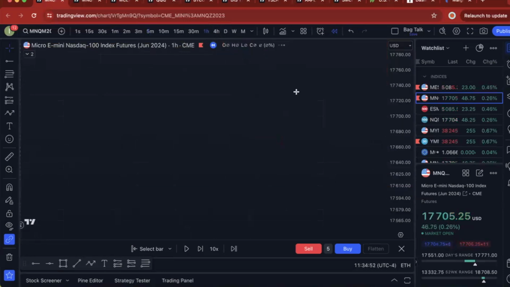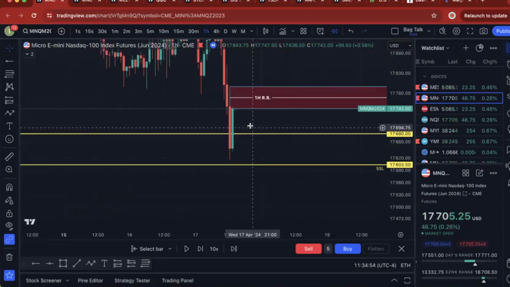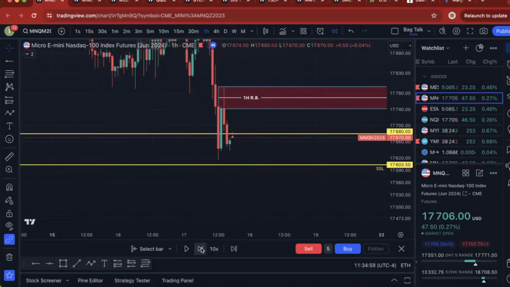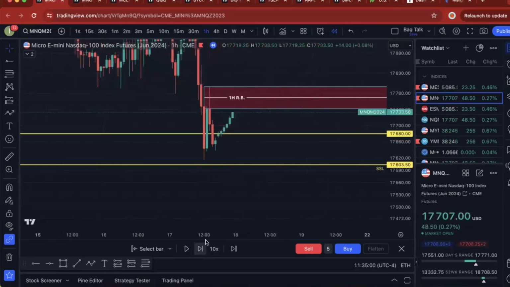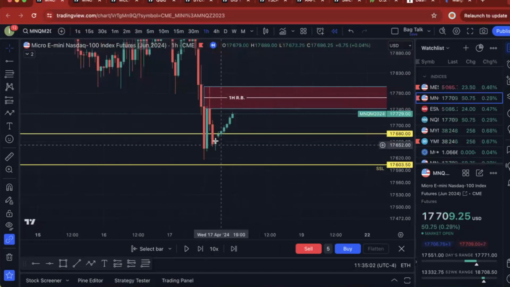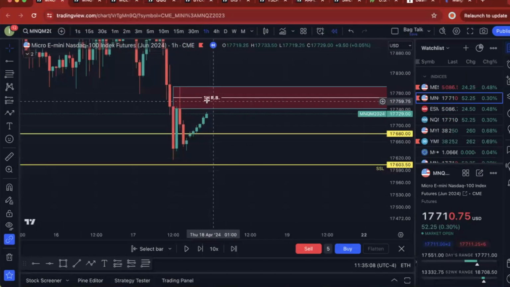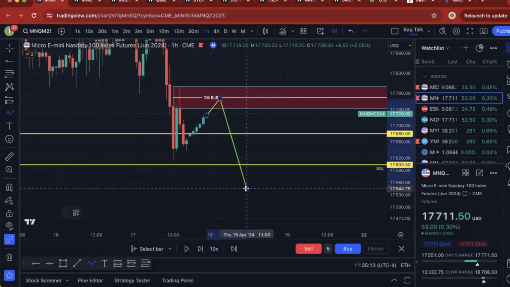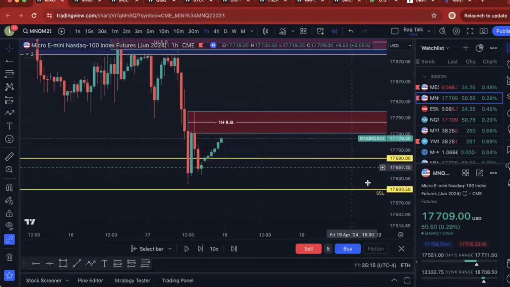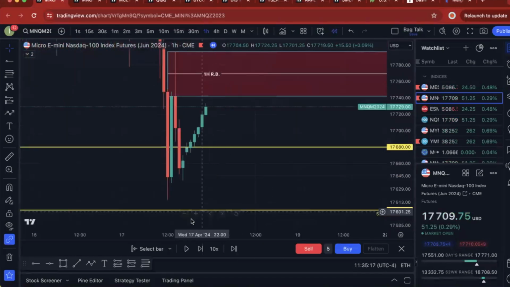So we come and we find our POI. We find our POI, and that's something that price could use to take us to the target. So we consolidate here in Asia, and then we finally identify, okay, we have an hourly RB. That's something that price could use to take us to the downside. Cool. And specifically, we are absolutely watching the 50% of this area.